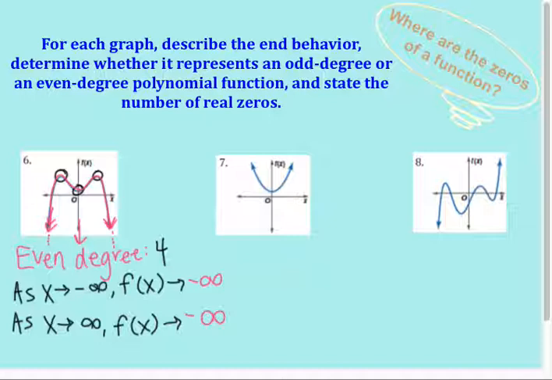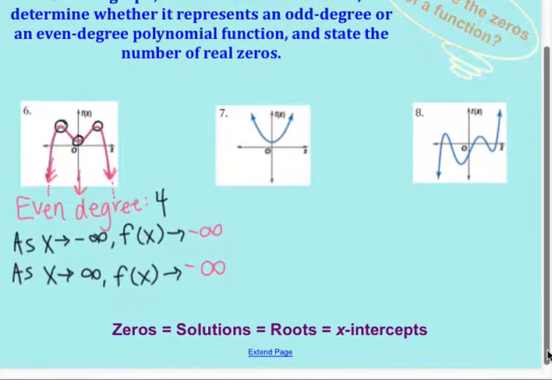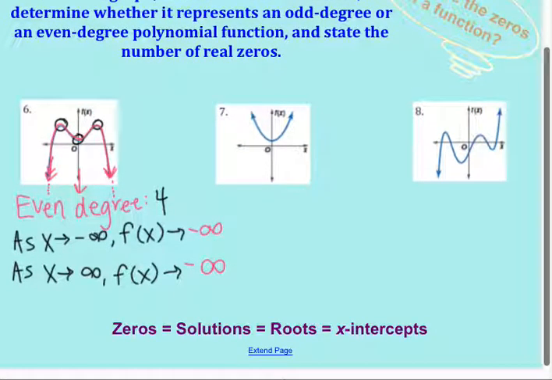And the last thing we need to talk about is the number of real zeros. Remember, zeros equal the solutions or the roots or the x-intercepts, so I go ahead and count those up. So there's one here and here. So there are 2 real zeros.